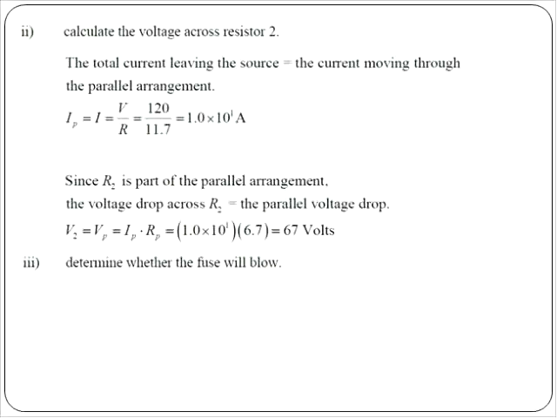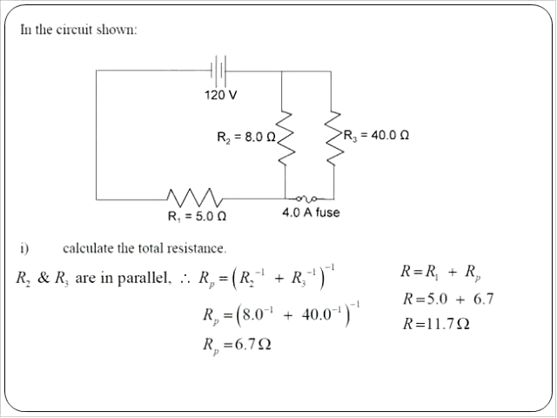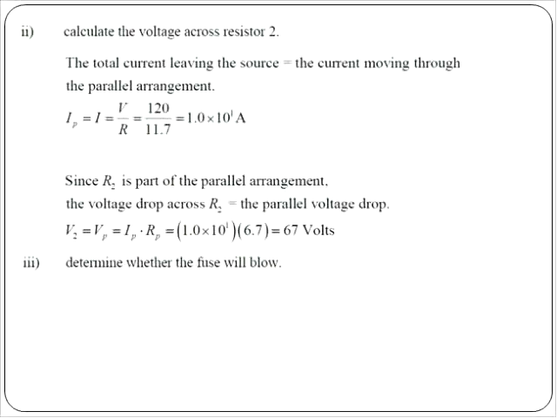Well, we already know that the total current is roughly 10 amps. But that's the total current in the circuit. When that 10 amps gets here, it splits. Some goes this way, some goes that way. So we actually got to figure out exactly how much goes that way. Well, since we already know the voltage, we can easily find the current, right?